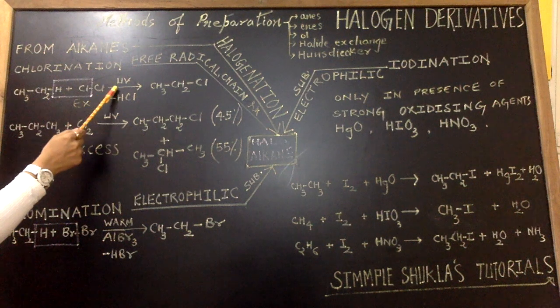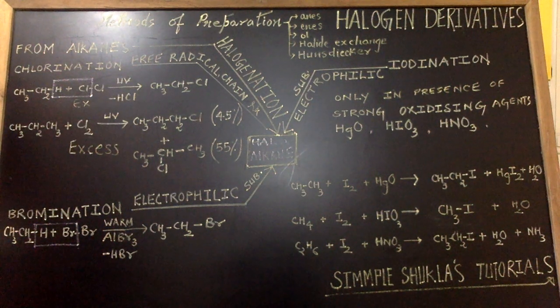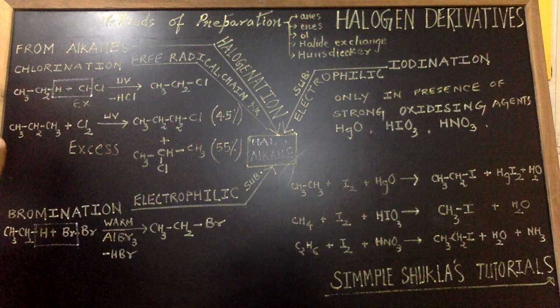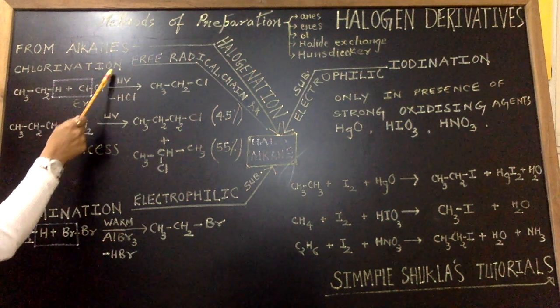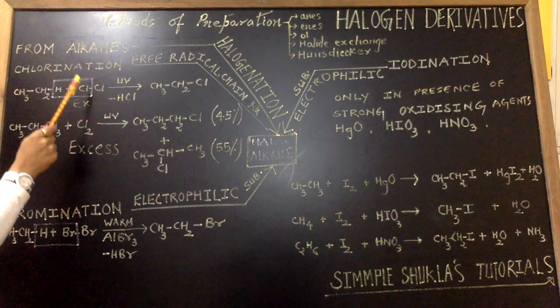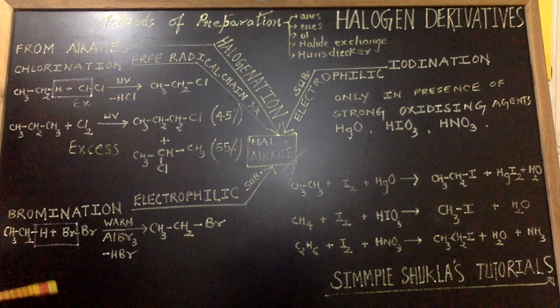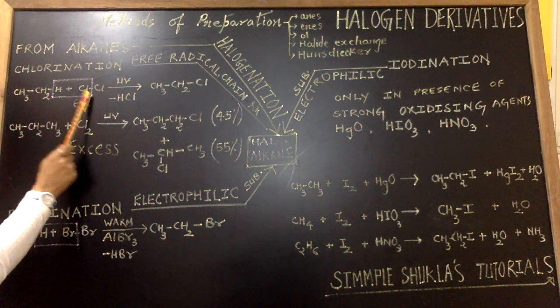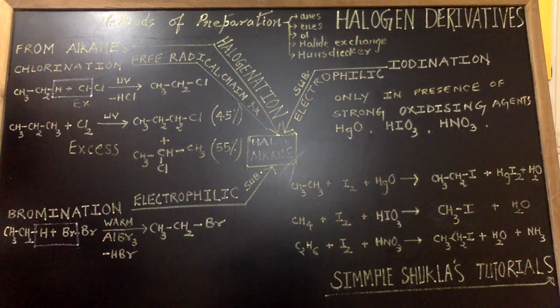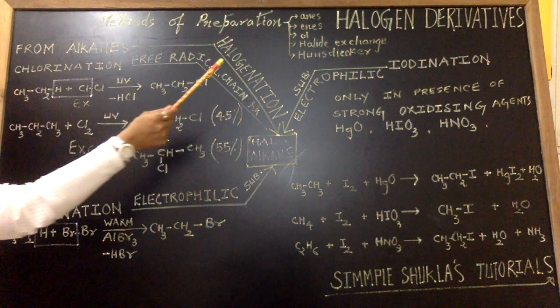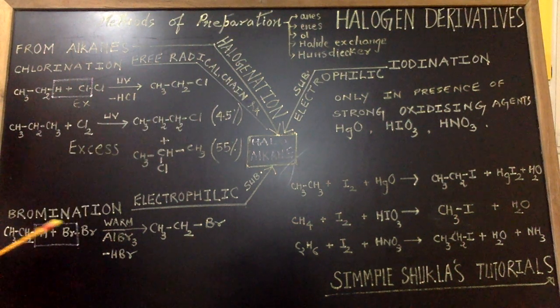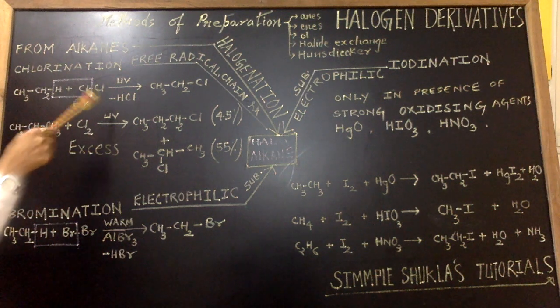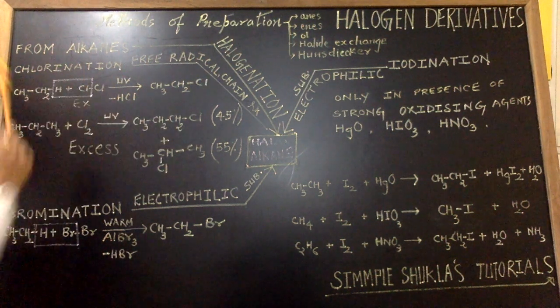Since this reaction is carried out with UV rays as the catalyst, we call it a photochemical reaction because the photons in the UV rays initiate the reaction. This reaction cannot stop at monohalogen state, but it continues till all the hydrogen atoms of alkane are replaced by halogen atoms. So we also call it a chain reaction. Since homolytic fission of chlorine produces free radicals, we call it free radical mechanism.